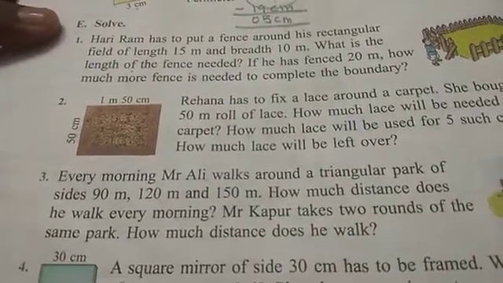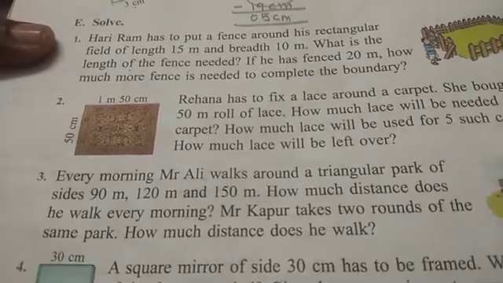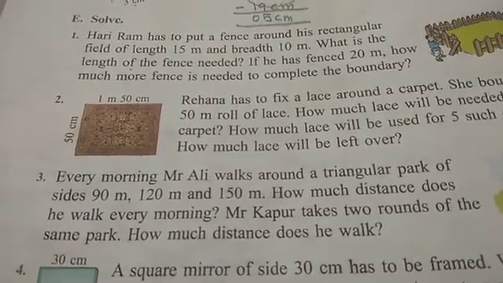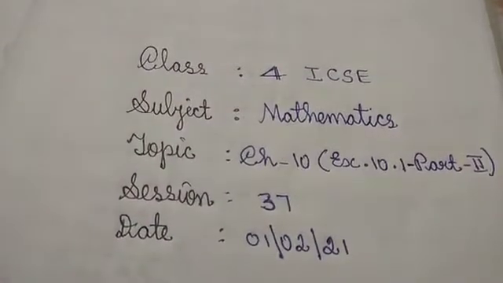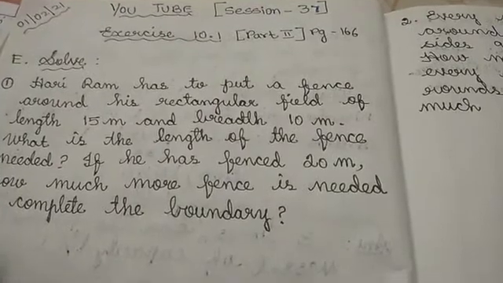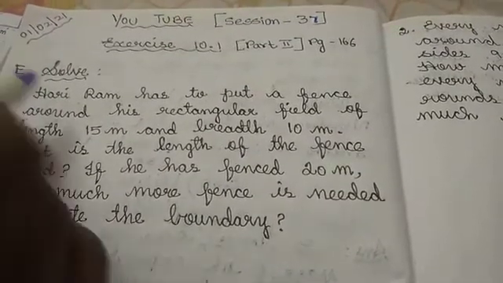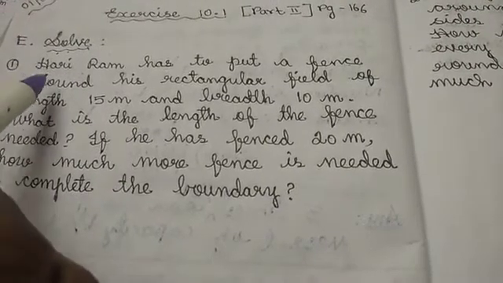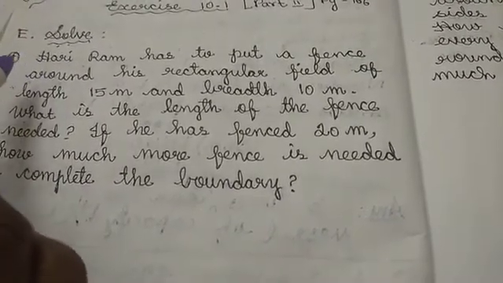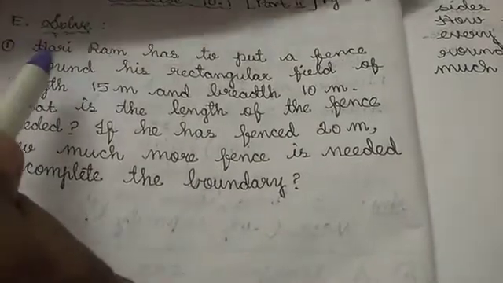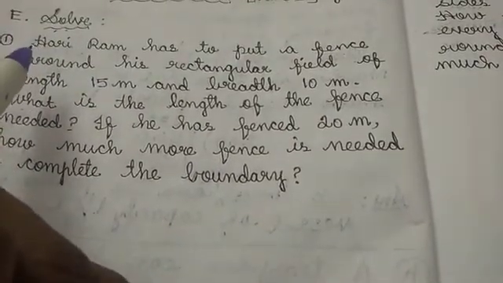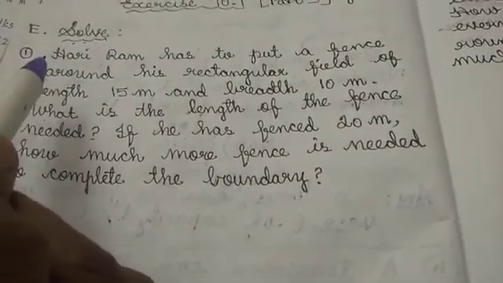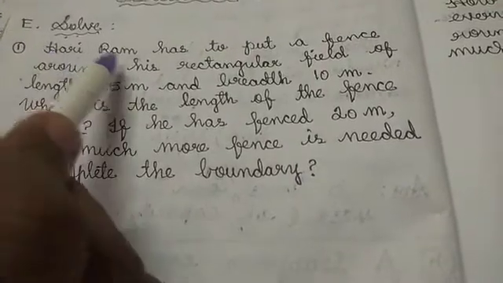Okay children, these are word sums. This is a word problem we are going to see. Okay children, we'll see the sums. The first sum, listen carefully. Understood children? You open your book. It's given on page number 166, and you read along with me.